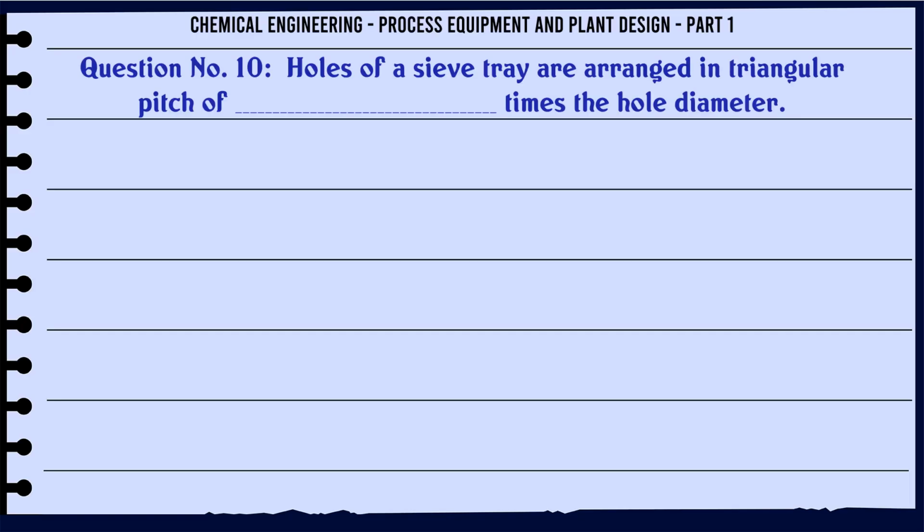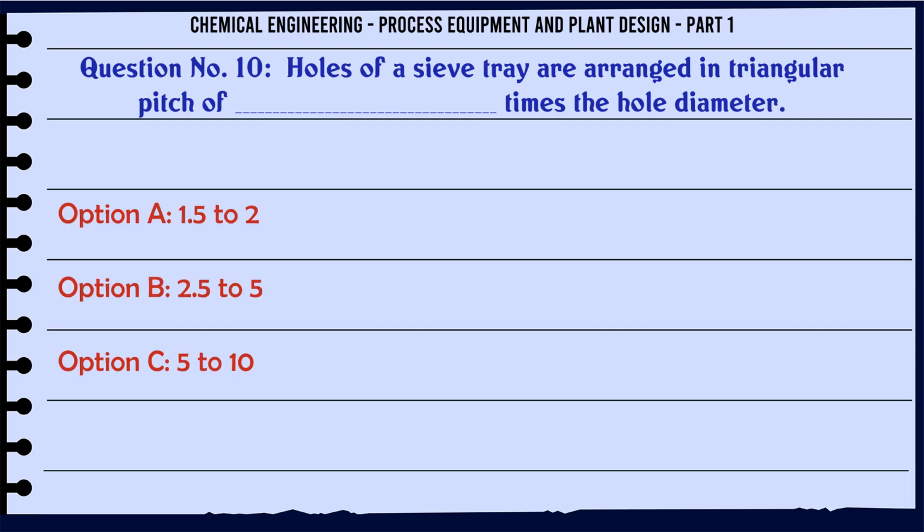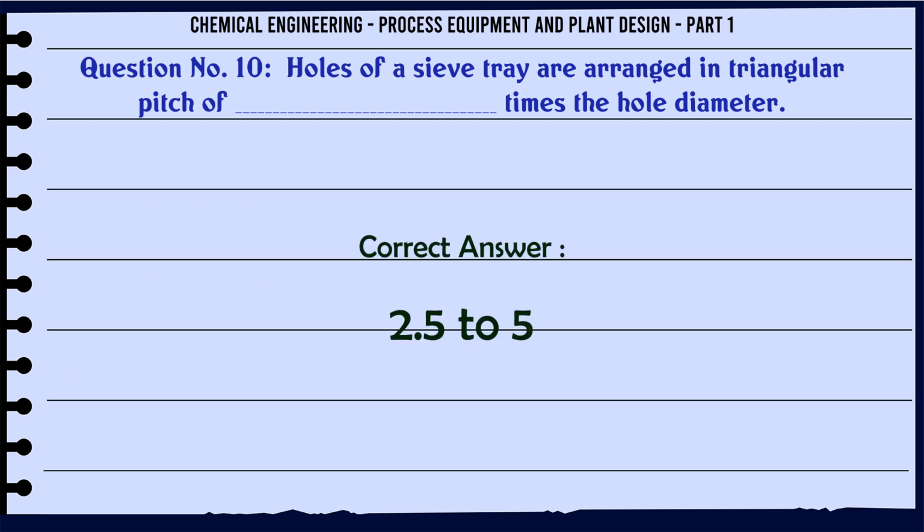Holes of a sieve tray are arranged in triangular pitch of ______ times the hole diameter. A. 1.5 to 2, B. 2.5 to 5, C. 5 to 10, D. 10 to 15. The correct answer is 2.5 to 5.